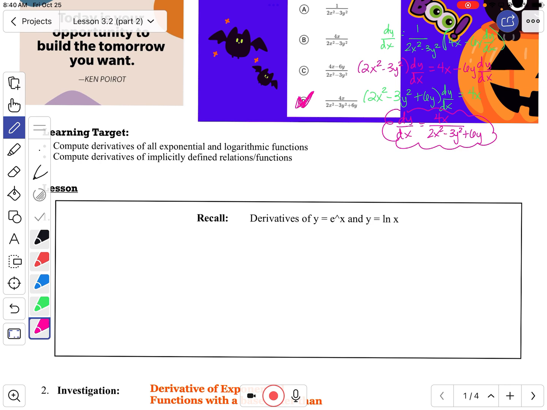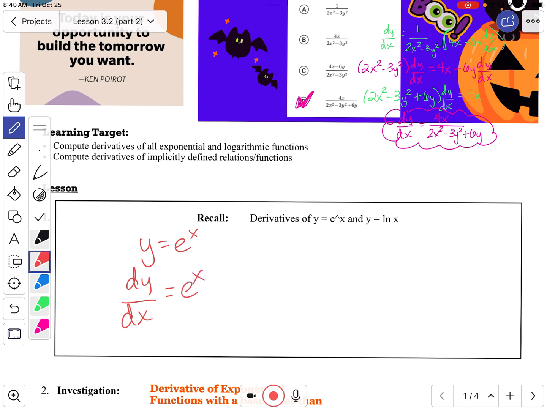Okay, so today we're going to talk about derivatives of all exponential and logarithmic functions, because so far we've done e to the x and ln. Those are the only two we've done. So what is the derivative of e to the x? E to the x. Isn't that beautiful?